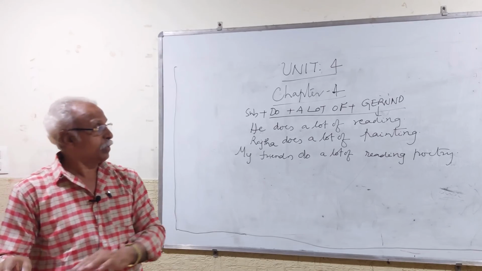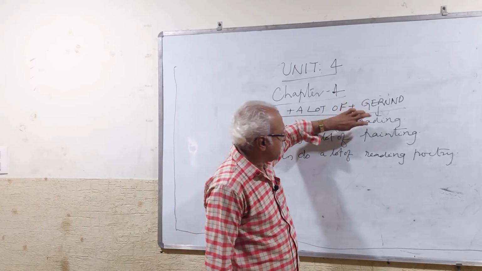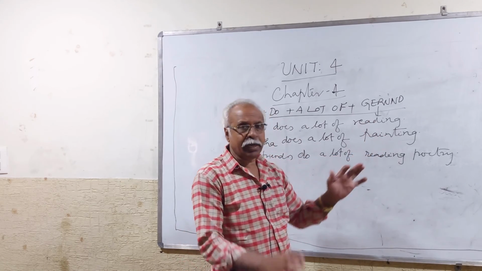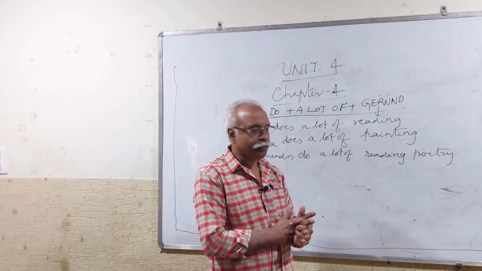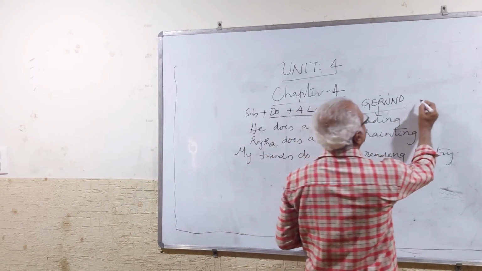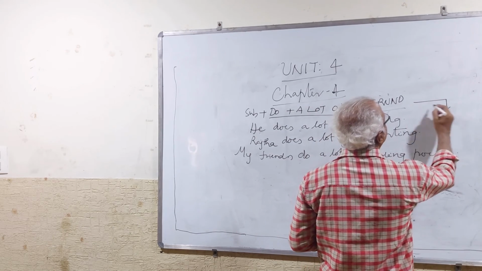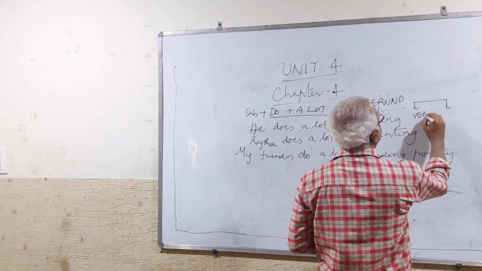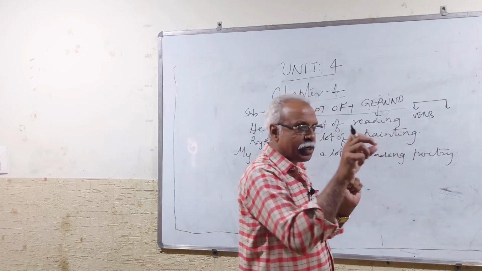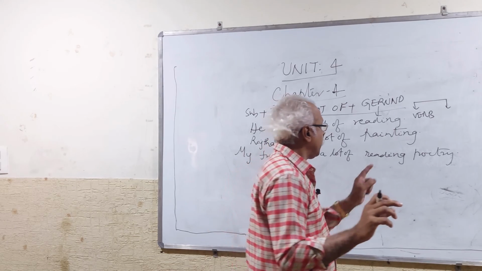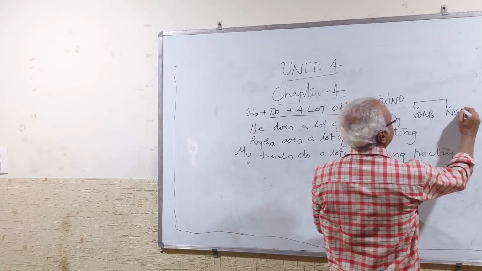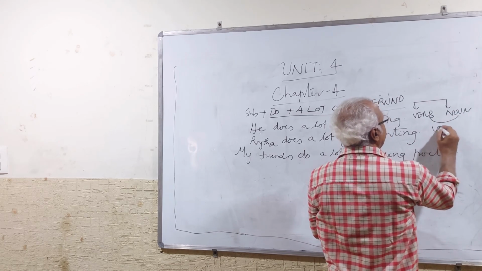And let me tell you what this is. Gerund is nothing but reading, painting, singing, writing, like that. It's just an ing form, present participle form. Gerund, its form is verb. Reading, painting, singing, teaching. Its form is verb, but its function is noun. So it is known as a verbal noun.